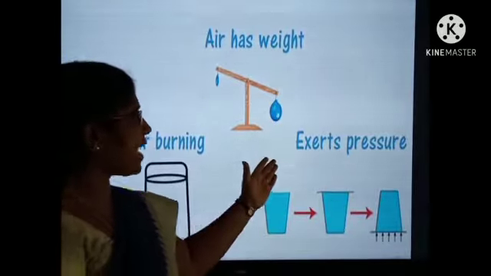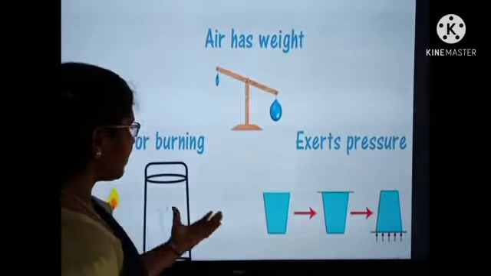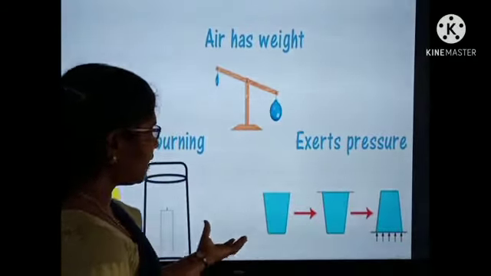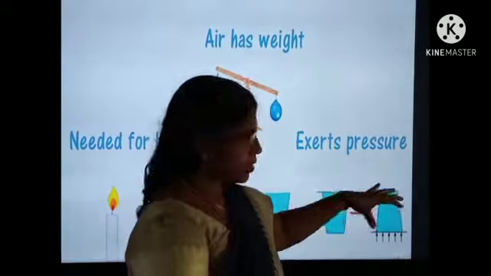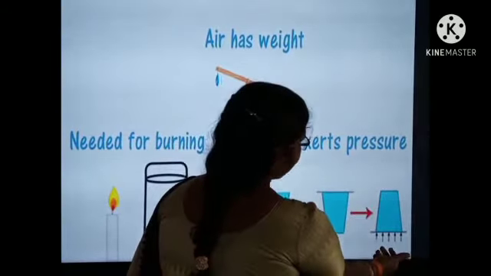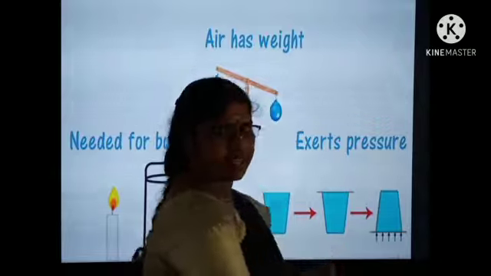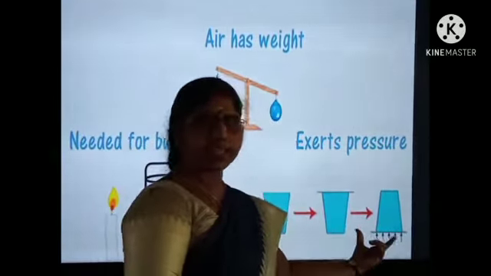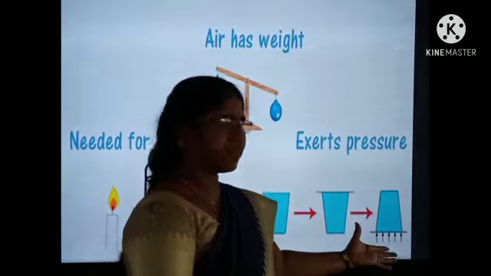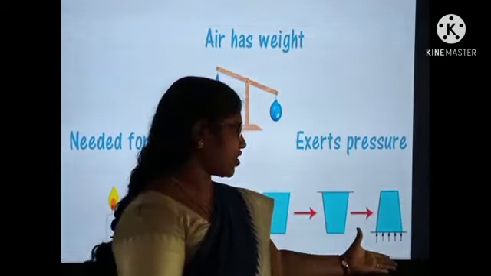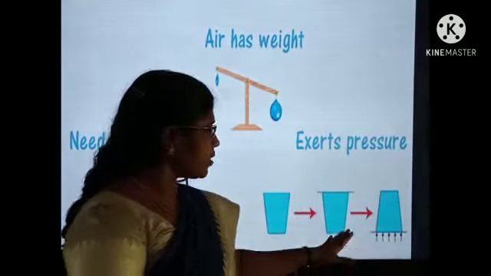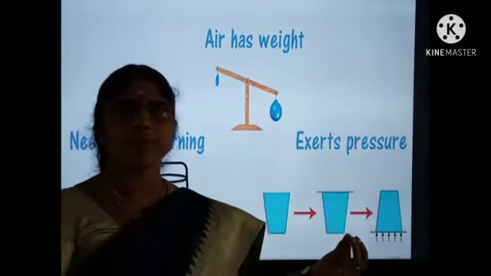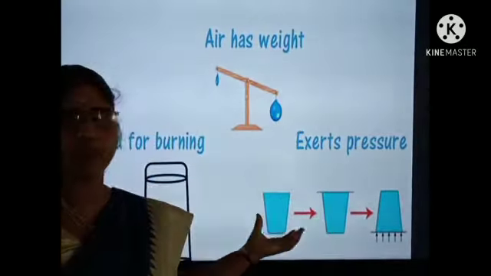Now the next experiment: air exerts pressure. You take a glass of water covered by a card. After that you invert the glass and hold the card with your hand. Then the card stays there because air exerts pressure from all sides. These are three experiments, a few examples for properties of air.